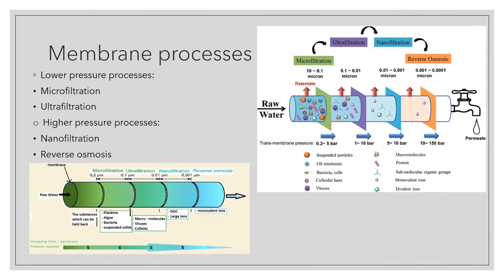And finally, we have the membrane processes. This is very important when it comes to purifying water for drinking purposes. There are two types of processes divided on the basis of pressure. There's low pressure processes and higher pressure processes. If you look at the diagram on the right, you can see raw water coming in. It goes through the process of microfiltration, ultrafiltration, nanofiltration, and reverse osmosis.